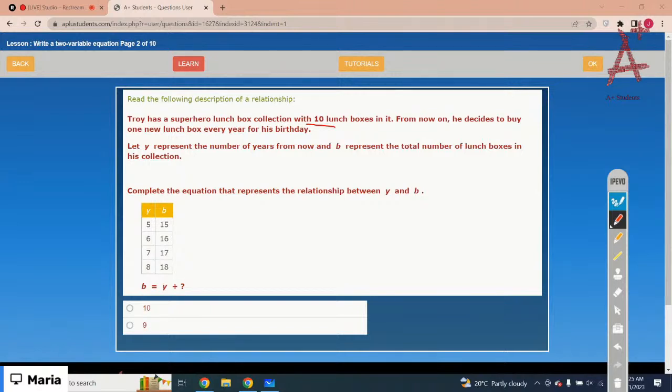B equals Y plus, which is the correct option. Yes, very good. That would be 10. B equals Y plus 10. Got it? The correct option is 10. So the equation is B equals Y plus 10. Just select the correct option, then click on the OK button.